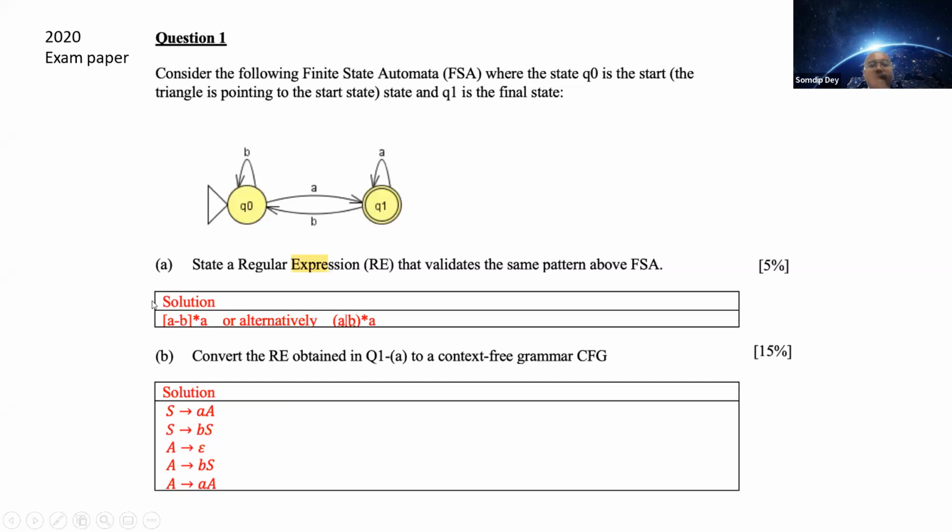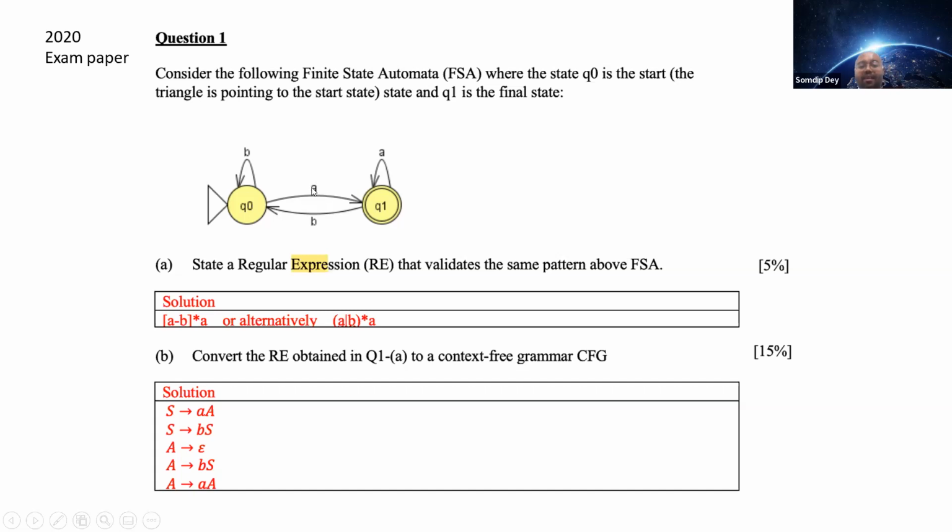Now let's look at a question that was asked in the 2020 exam paper. Let's say you are given a finite state automata like this, where the state Q0 is the start and Q1 is the final state. As you can see, it has different transitions, right? Q0 can go to itself on B, or it can also go to Q1 on A through transitions.